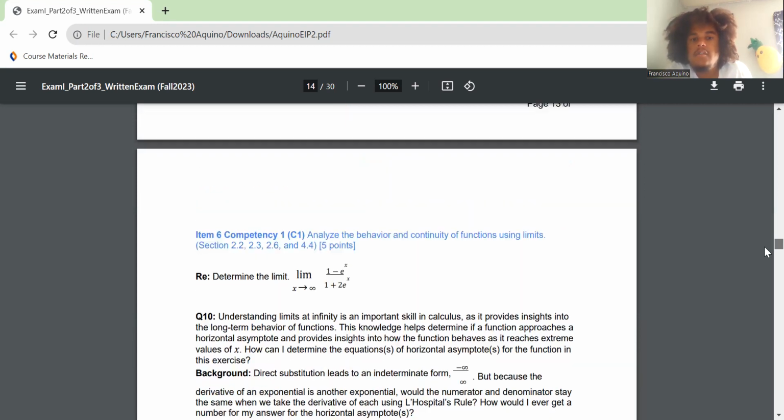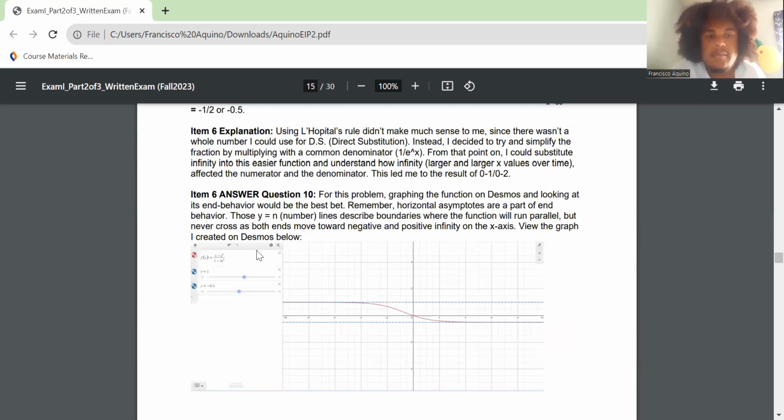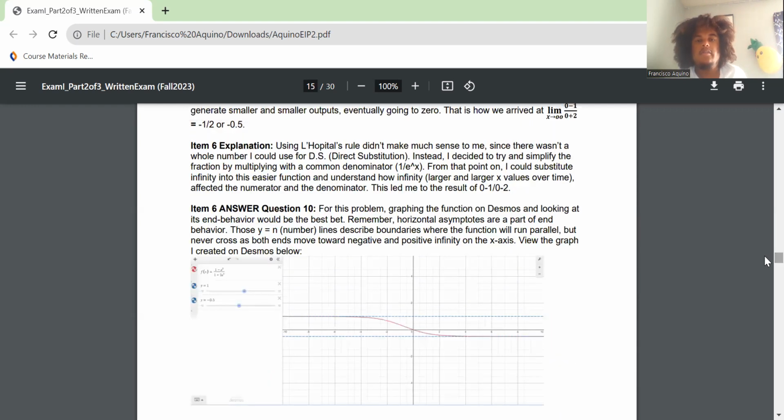Now to address the reason, I'll go down here and illustrate. Actually, even though I didn't show it here, if you approach the graph from the left and the right, their outputs will converge to negative 1/2. That is, numbers that are close to negative 1/2 but slightly smaller, and numbers that are close to negative 1/2 but slightly larger on the right side. So that's it for my second item. I'm going to go on to my third and final item.